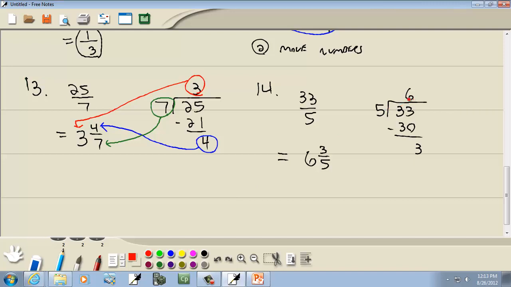Again, whatever number's on top here goes out in front. Our remainder goes up on top there. And our denominator just stays the same. Like that.